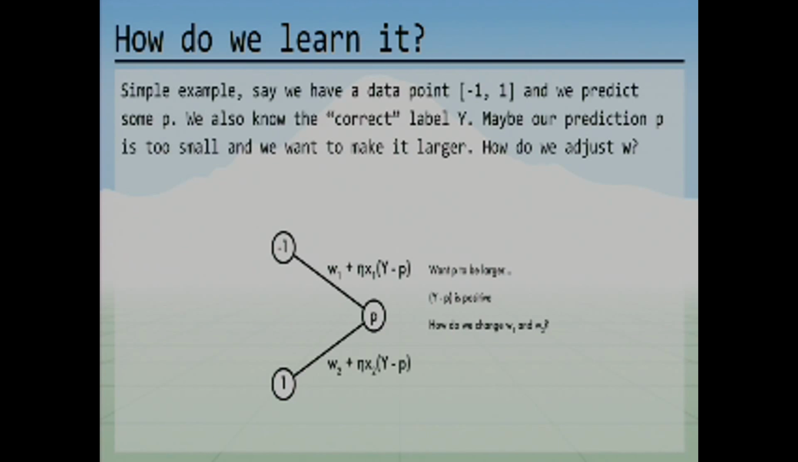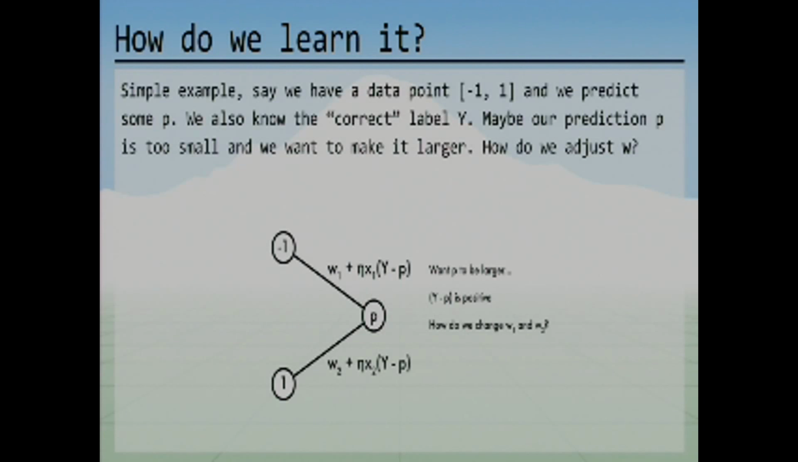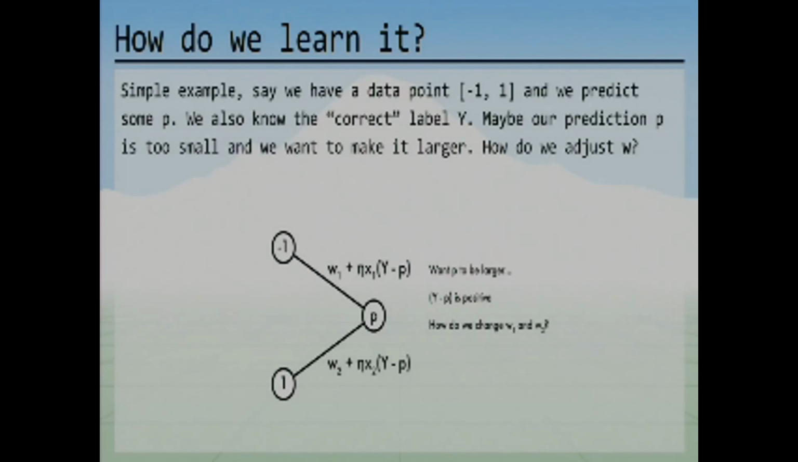We also talked about what happens if we feed in this other data point, -1 and 1, and we have the same situation where y minus p is positive. We want p to be larger. How are we going to modify the weights now? Well, we still have the same formulation. Our partial derivative is the input times this gradient y minus p. And for this weight, weight 1, that's going to be negative because our input is negative. And that makes sense. We don't want to increase the amount that the negative number matters. So we're going to decrease the weight.